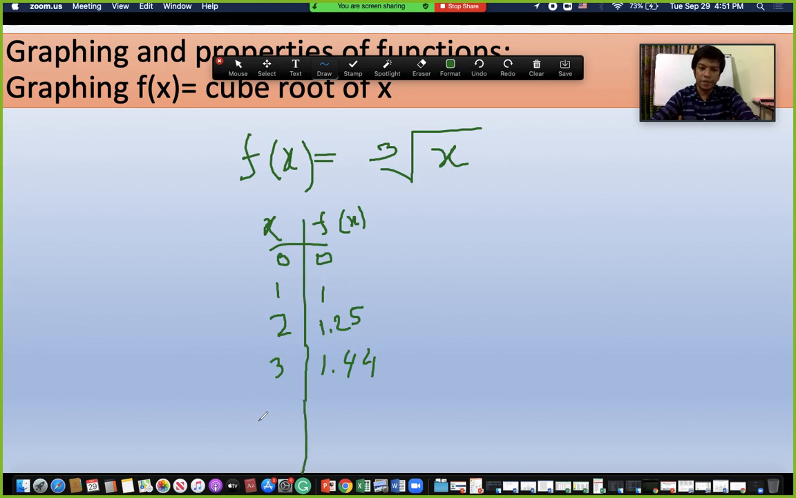But what about the negative values? If we put -1, the answer will be -1. If we put -2, the answer will be -1.25. Like this, you can continue. From the calculator, you will see if you put a negative here, you will get an answer, because this is 3. For an odd root here, you will always get a solution. For an even root here, it will be undefined. So that's the catch here.